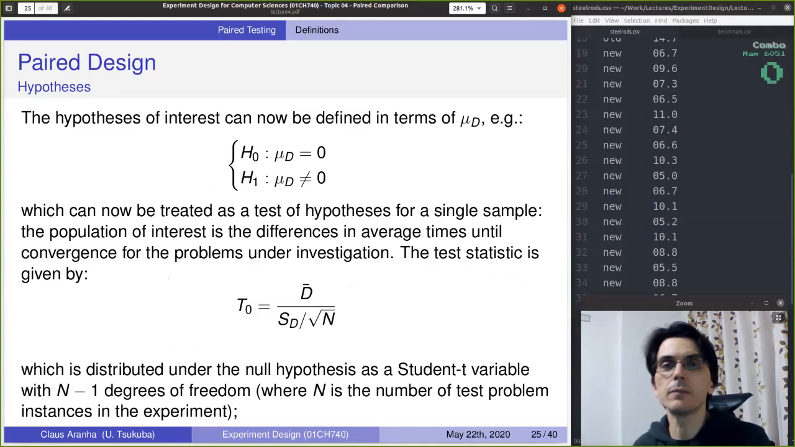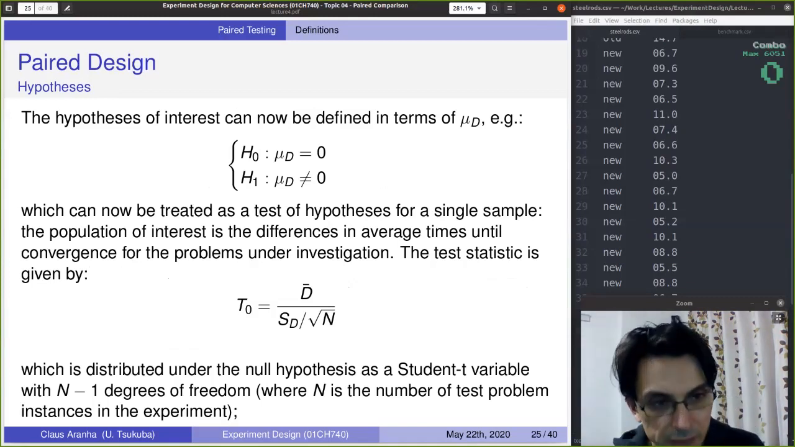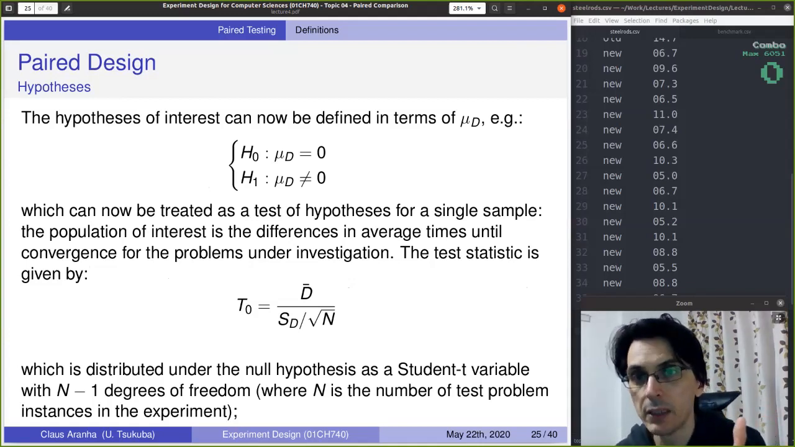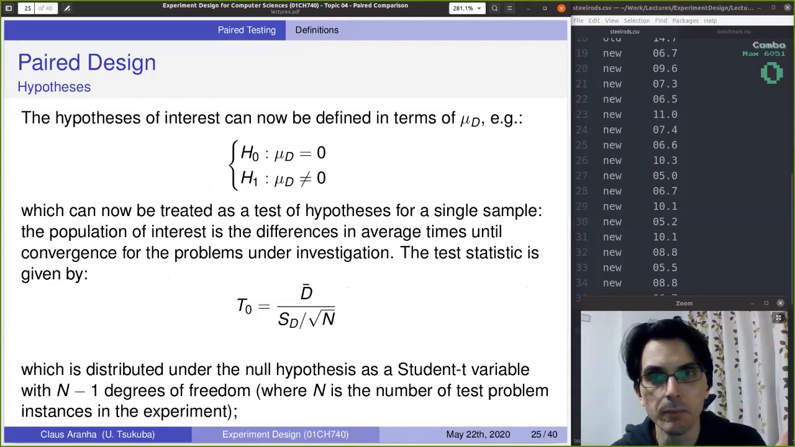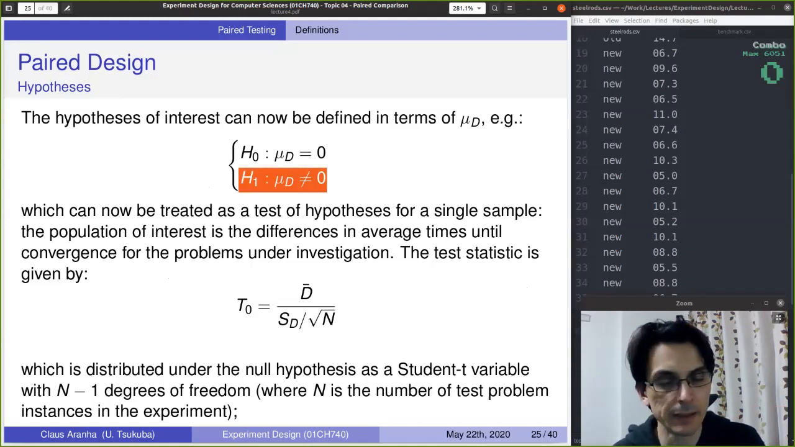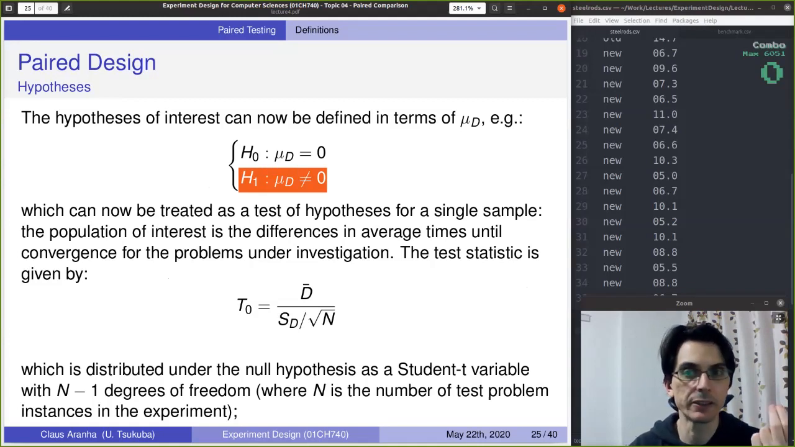Okay, now that we have our statistical model, we can do our new hypothesis and alternate hypothesis. The null hypothesis is mu d equal to zero. So the difference of the two methods is zero. And the alternate hypothesis is mu d is different than zero, okay? And this will be a test of hypothesis on a single sample, the sample of differences. So now our population is the difference in averages until convergence for the problems under investigation.